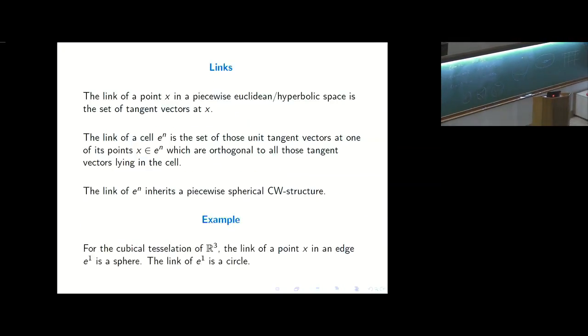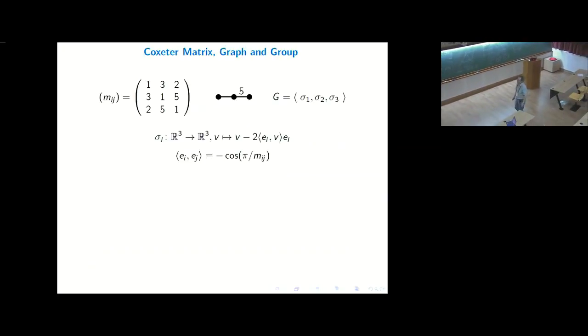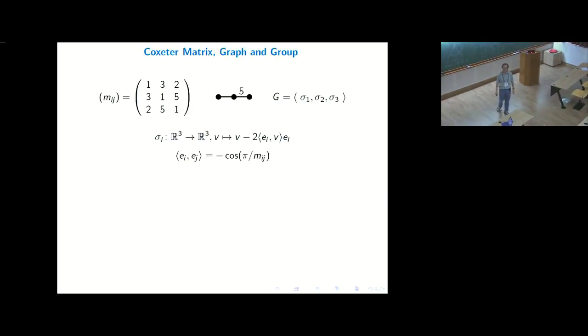So let me just use this link condition. And now I'm a bit nervous because I was sweating when I saw the previous speaker with his matrix. I think that's right, is it? Are people happy with my notion of a Coxeter matrix?